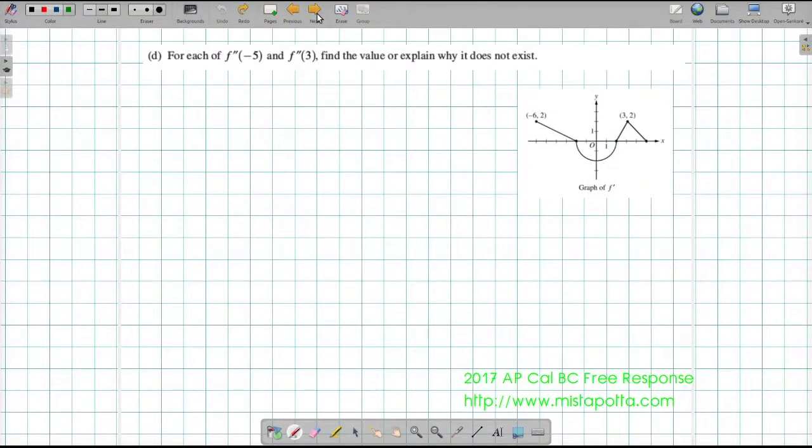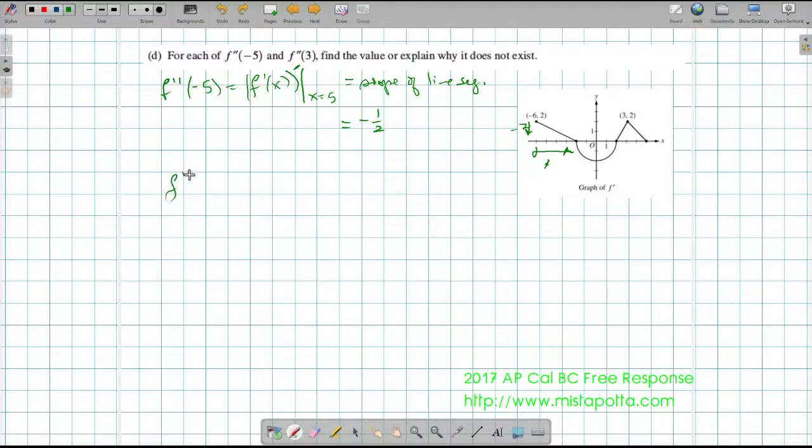And then finally on part D, it says for each of f double prime of -5 and f double prime of 3, find the value or explain why it doesn't exist. Keep in mind that when I'm talking about f double prime of -5, I'm really talking about f prime of x's derivative at x equals -5. But for us, this is equal to the slope of the line segment. In other words, the slope of this line segment, which goes down 2 and over 4. So this is going to have a slope of -1/2.